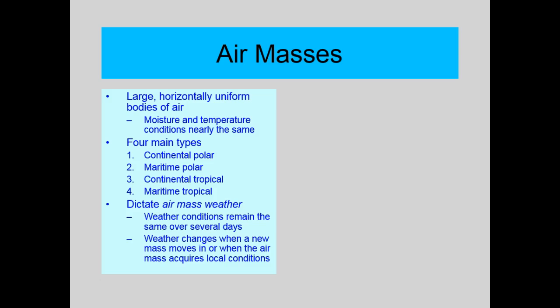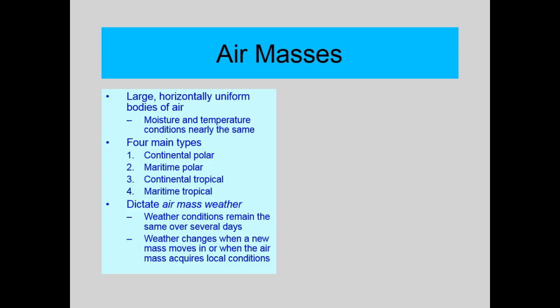Okay. So the air masses are these huge, horizontally, fairly uniform bodies of air that cover portions of the globe. When they say horizontally uniform, the moisture and temperature conditions are nearly the same for the entire air mass covering this large area. Okay? There are four main types of these air masses.